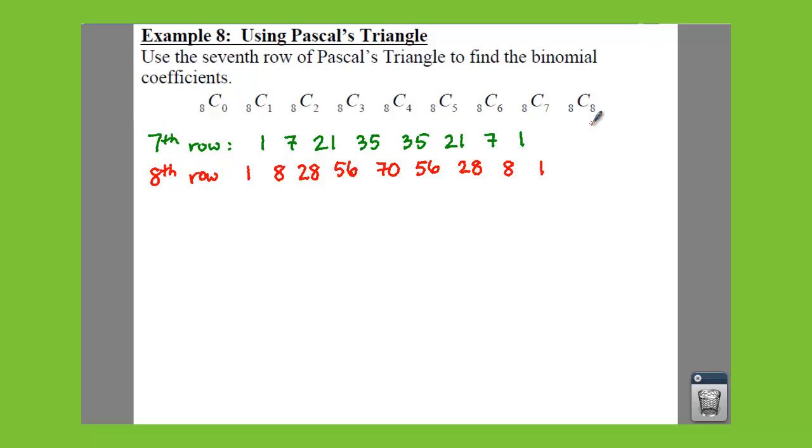If you have a 7th row, that means you have something to the 7th power. Well, if you have a 7th power, you're going to have 1, 2, 3, 4, 5, 6, 7, 8 terms. Okay, 8 terms. If you have an 8th row, that means you're going to have something to the 8th power. You end up getting 1, 2, 3, 4, 5, 6, 7, 8, 9 terms. So keep in mind, whatever your expansion is, you always have one more term than whatever your degree is. That's a little helpful hint.